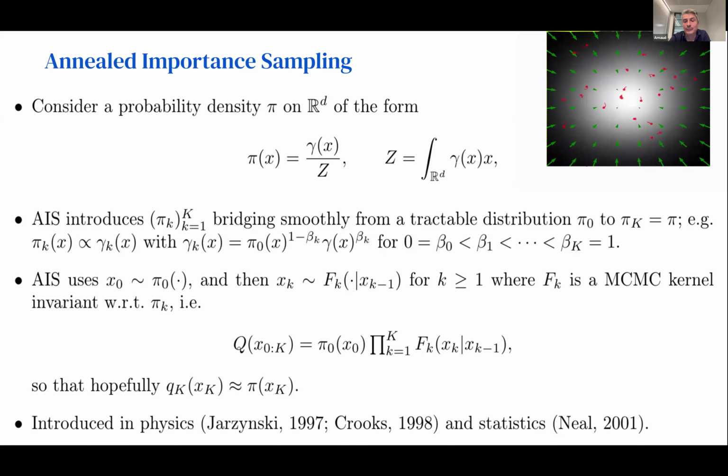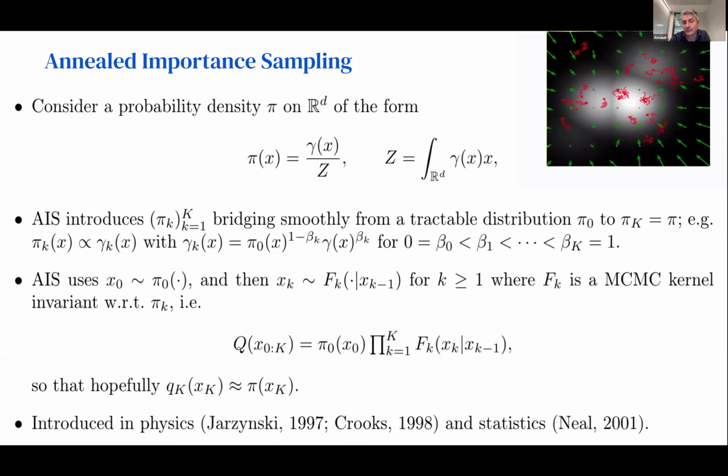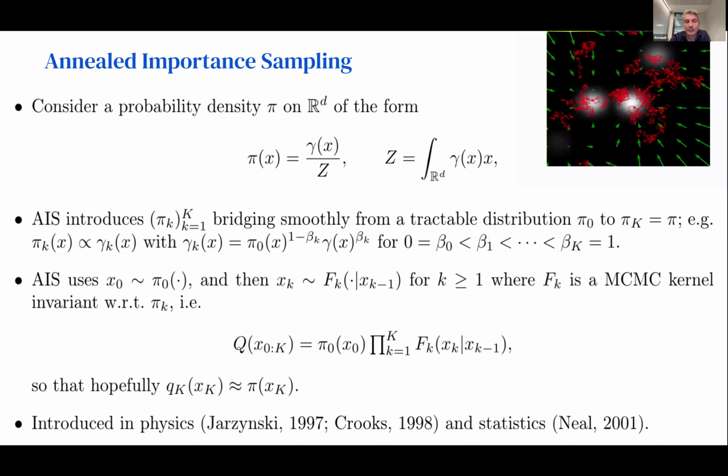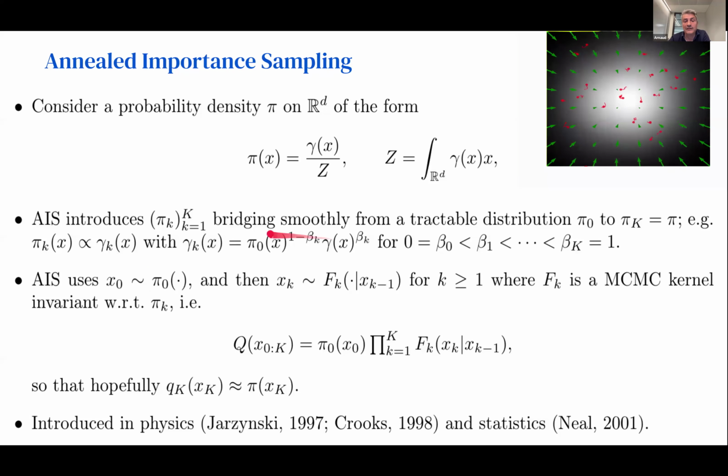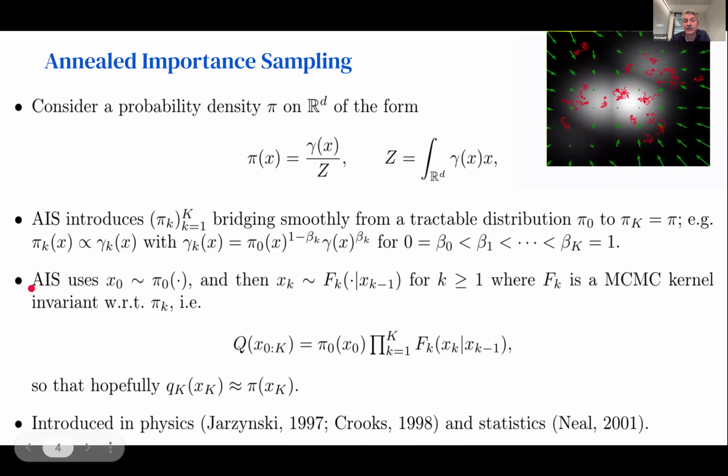Okay, so you have this path of intermediate distributions that goes from easy to complicated, but obviously you haven't defined a mechanism to sample at least approximately from them. So what's the idea when you do annealed importance sampling? Well, it is to use a non-homogeneous Markov chain.